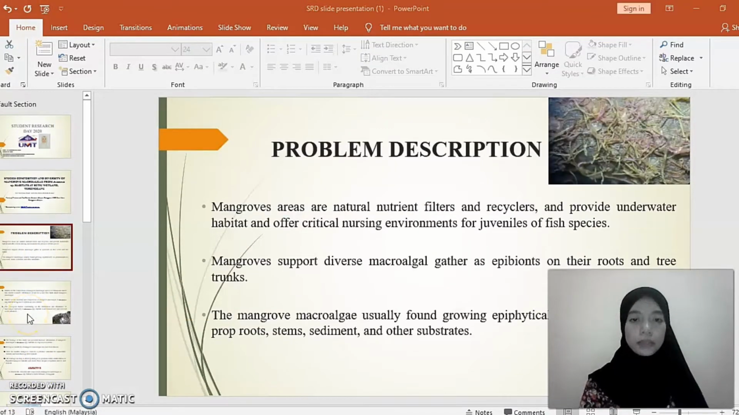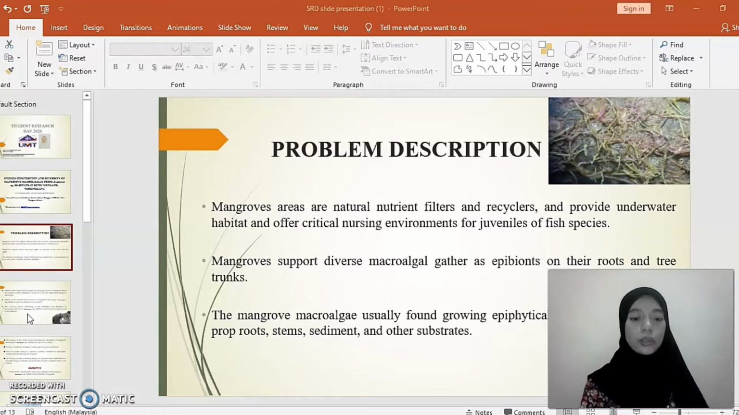Problem description. Background of study. The mangrove swamp plays many roles in marine environments, not only for the benefit of humans, but for the plants and animals that live in this ecosystem. Mangrove areas are natural nutrient filters and recyclers. It also provides underwater habitat and offers a critical nursing environment for juvenile fish species.